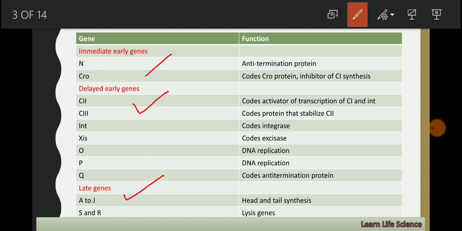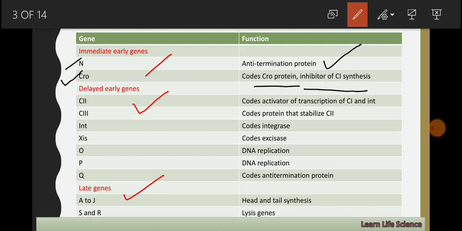The first immediate early genes involved is N gene. Okay, N gene encodes for a anti-termination protein. By the word it defines that it is anti-termination, means it will allow transcription to go on. Okay, then the second one, that is CRO, that I have already told you, it encodes a CRO protein which is inhibitor of our repressor, that is C1 synthesis. Okay, it will be going to inhibit the synthesis of C1.